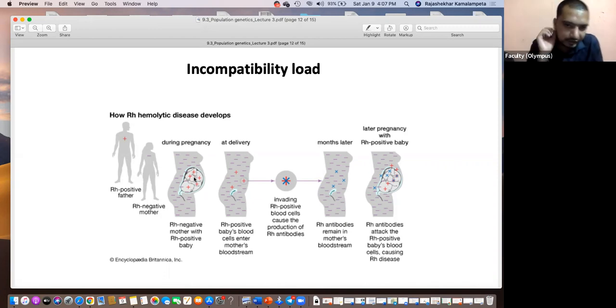Okay. This is nicely explained in this image here. Rh positive father, Rh negative mother. An Rh negative mother with an Rh positive baby is possible. And the Rh positive baby's blood cells enter the mother's blood. How does the mother's body react to it? It will make antibodies against the baby's blood. Would that kill the baby? If she makes antibodies against the baby's blood, would that kill the baby?